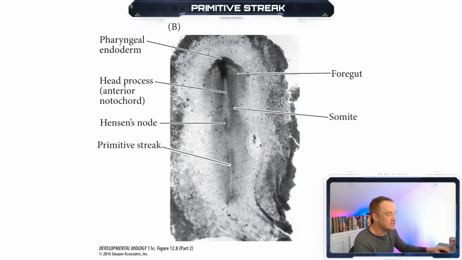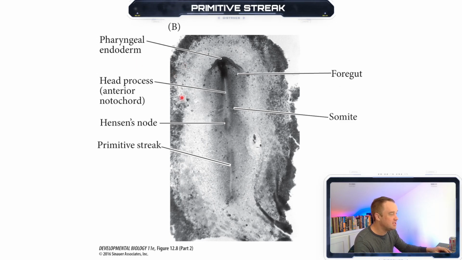So this is the 2 somite stage, which is about 25 hours for the chicken embryo. You can see the, where is it? Oh, here we go. The pharyngeal endoderm.